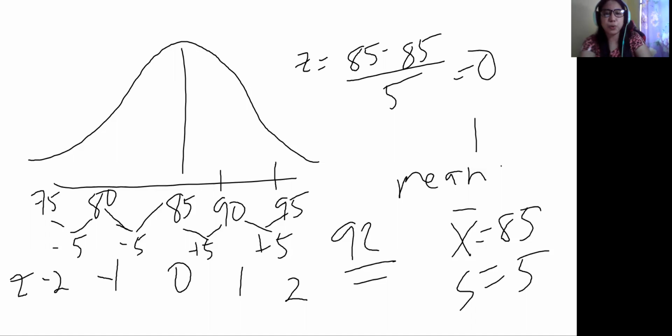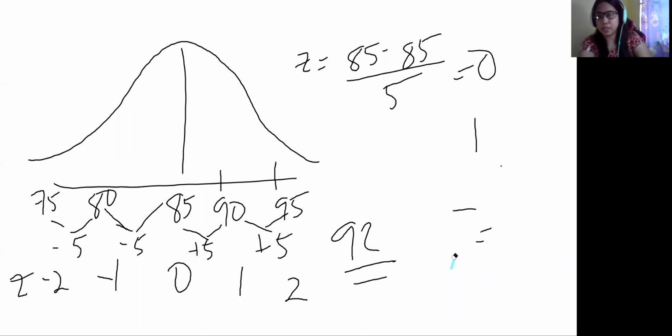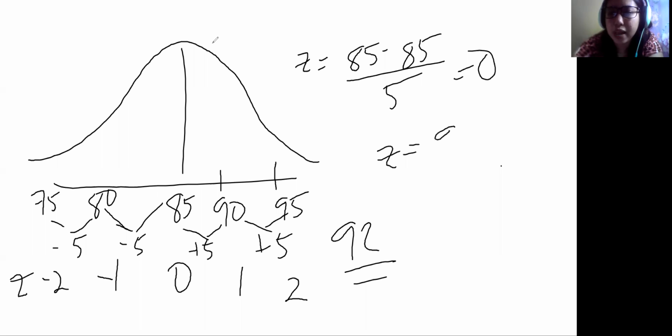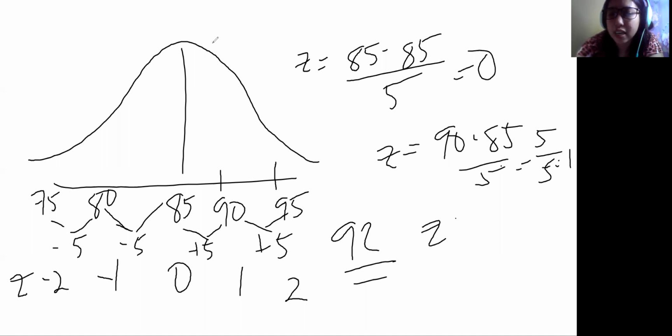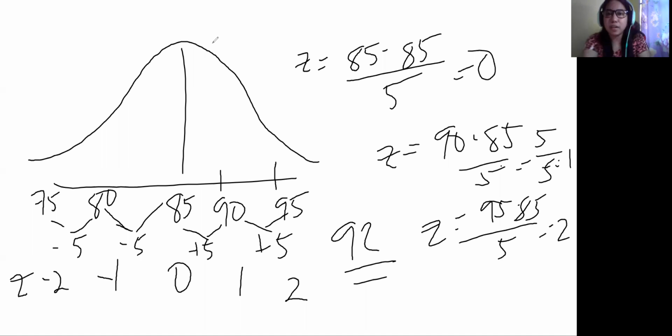So you can actually recompute for that. Just to show you, let us erase our board. For z, with x equal to 90, 90 minus 85 over 5 is 5 over 5. It is equal to 1. For 95, 95 minus 85 over 5, you will get 2, and so on.